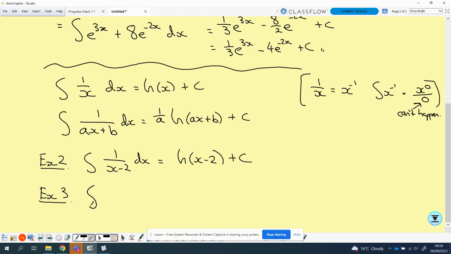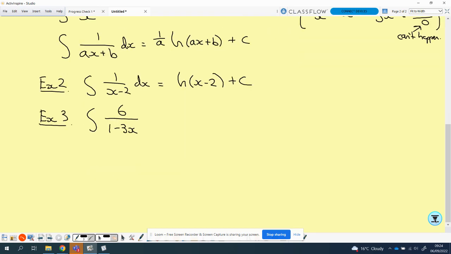Okay, so let's look at 6 over 1 minus 3x. Okay, let's extend my page. Right, what I would do with this question, and it's good practice for a lot of the things you'll see this year, is I would bring that 6 out as a constant. So I'm going to bring that 6 outside the integral, and you can do that if it's a constant. So that means I'm going to get 6 multiplying the integral. Okay, so if I integrate 1 over 1 minus 3x, so I get log 1 minus 3x.